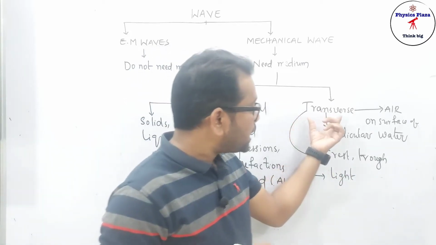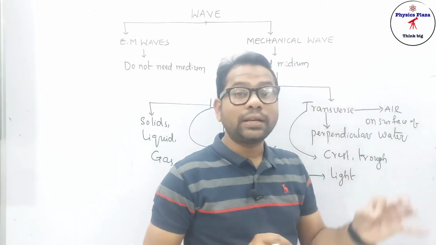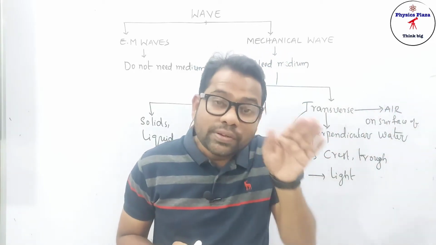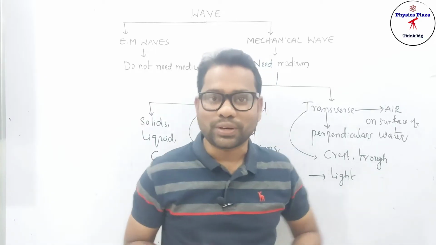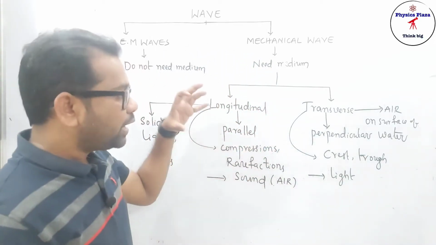The best example is light, which travels as a transverse wave. Transverse waves can propagate through air, and they can propagate only on the surface of liquids, but not through solids. It's very, very important. Is it clear? Just copy it and we will discuss.